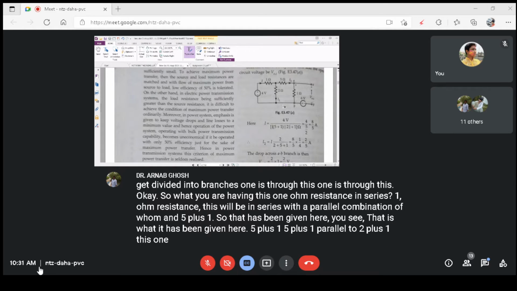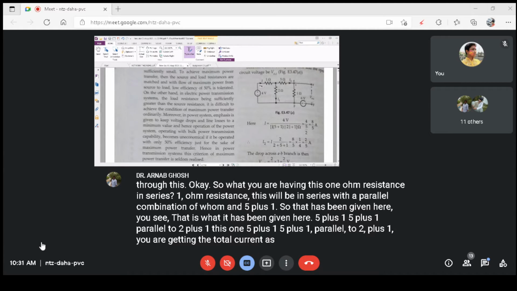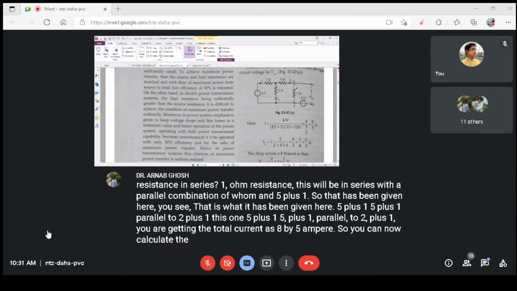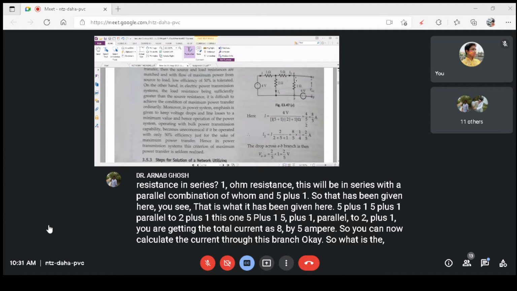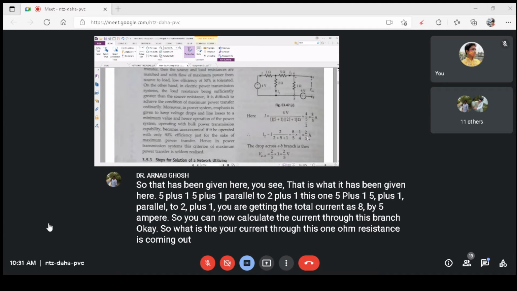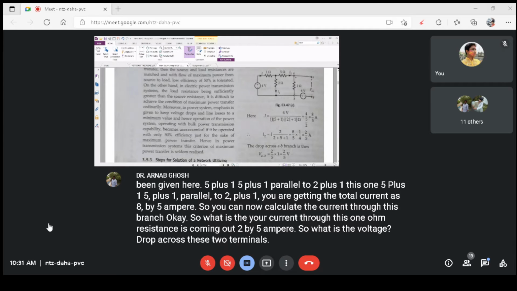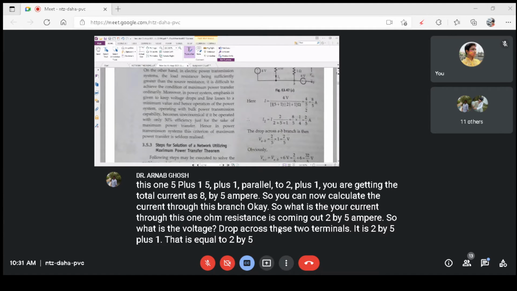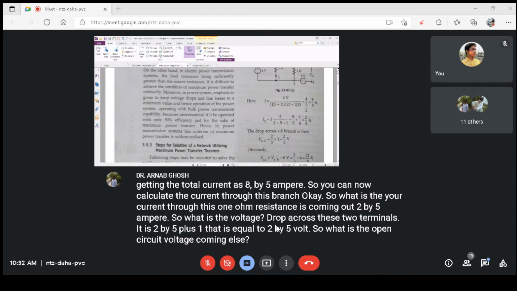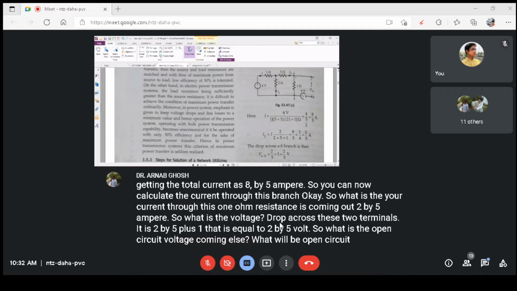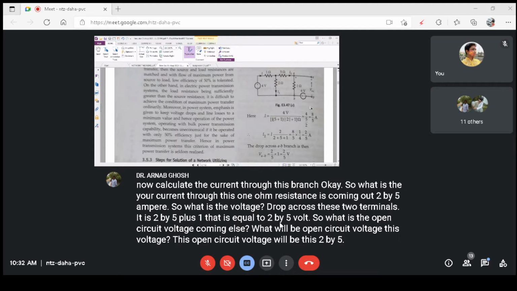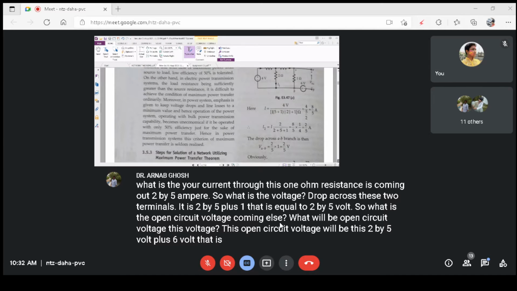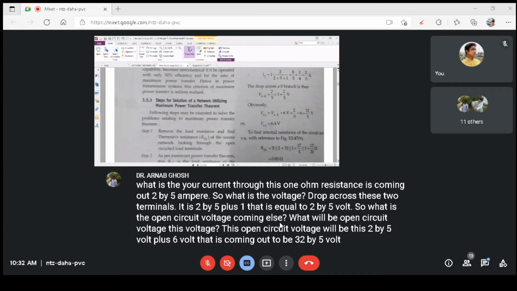5 plus 1 parallel to 2 plus 1. So you are getting the total current as 8 by 5 ampere. Now you can calculate the current through this branch. The current through this 1 ohm resistance comes out to be 2 by 5 ampere. So the voltage drop is 2 by 5 cross 1, that is 2 by 5 volt. What will be the open circuit voltage? This voltage will be this 2 by 5 volt plus 6 volt, which comes out to be 32 by 5 volt, or 6.4 volts.